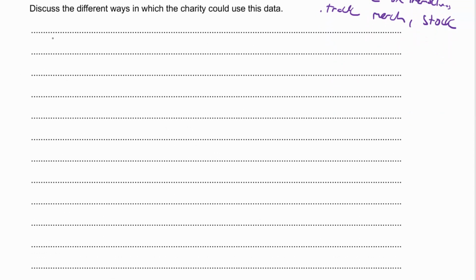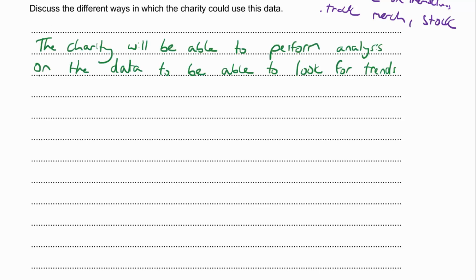So let's first of all say the charity is able to analyse the data to look for trends. So it's good to be able to give examples in this case. Well, what might a trend be? I don't know, maybe they notice that a lot of people donate around Christmas time, maybe they're feeling generous, whereas in March maybe not many people do, so they might look for high points and low points in the year and target adverts maybe at the low points.